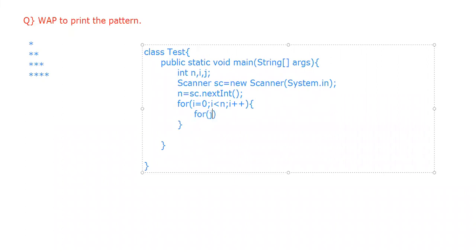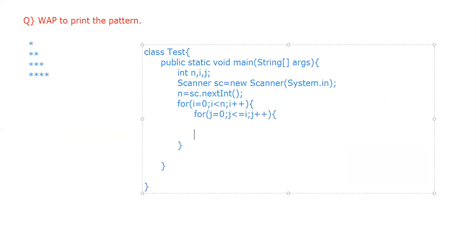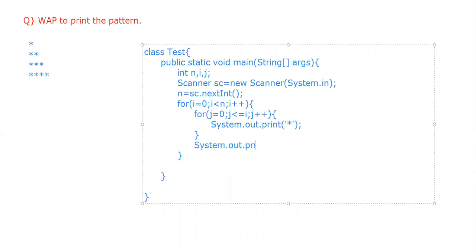So here is the slight change. For j equal to 0, j less than or equal to i, j plus plus, and I have to do here System.out.print. Okay, and when this inner loop terminates, that means the row changes, and when the row changes, I have to change the line. Therefore, System.out.println, and the program is done. So let us see how this program works.